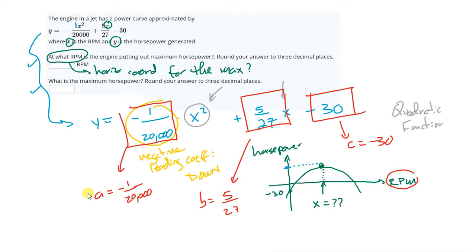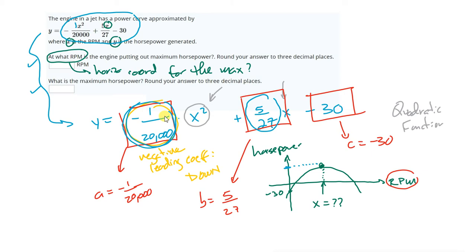You have to be able to identify when you have an equation, if it's an x squared equation, that means it's quadratic. Pull the numbers out in front. So instead of 1x squared over negative 20,000, think of it as negative 1 over 20,000, all separate, times x squared. Instead of 5x over 27, think of it as 5 over 27 times x. Then it's clear what the coefficient is. And that's it. You should be able to solve this.